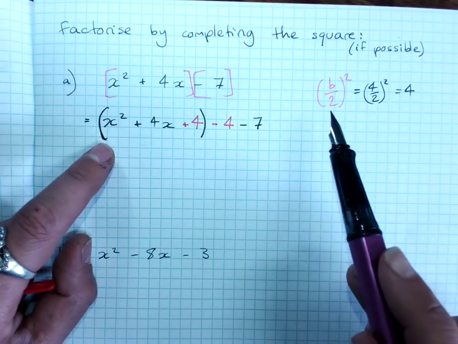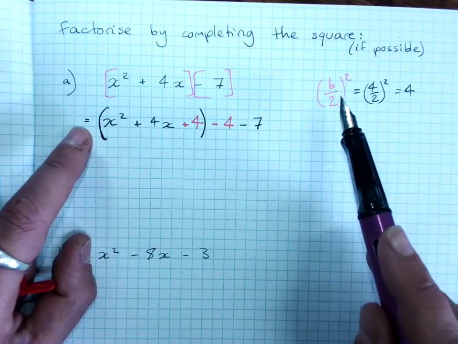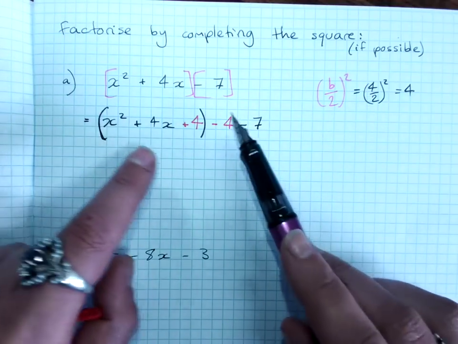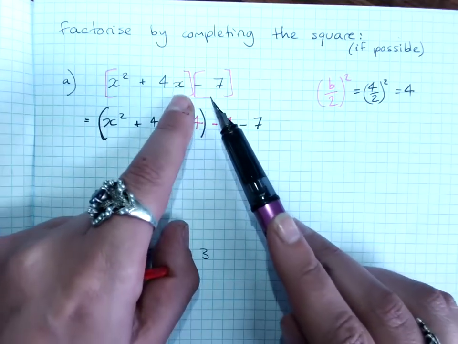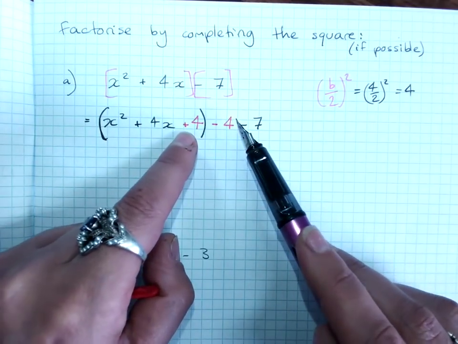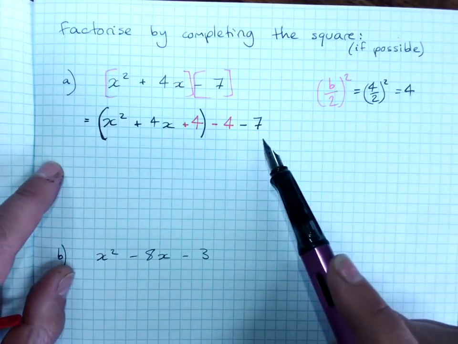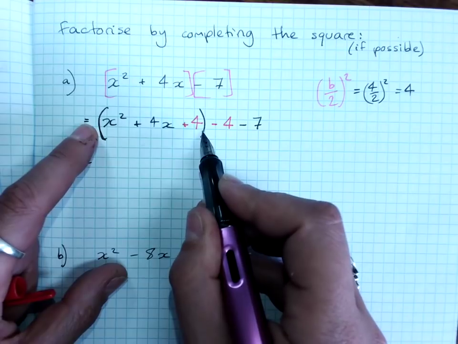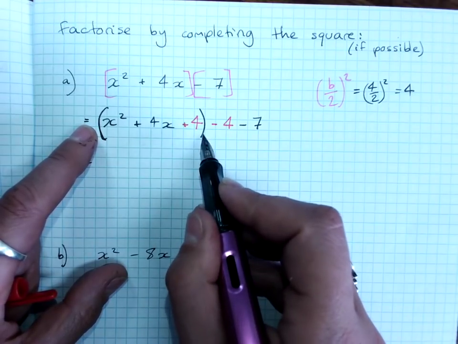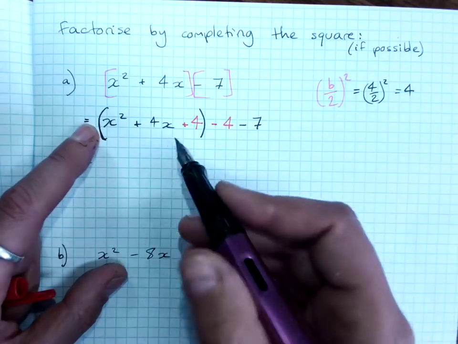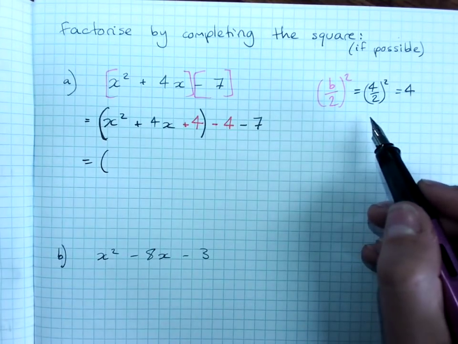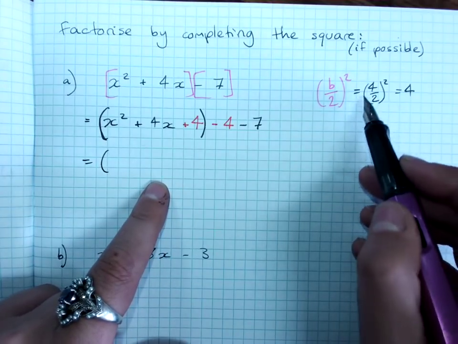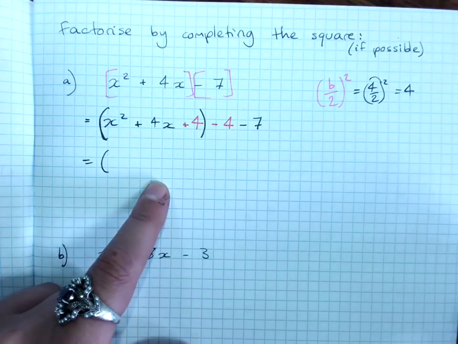So I have added and subtracted b over 2 all squared from this expression, but be very, very careful to put it in after your bx. I'm separating this into two little parts. Now, factorize this perfect square, and I know it's going to be a perfect square because I completed the square to make a perfect square. It will always be the number inside this bracket.